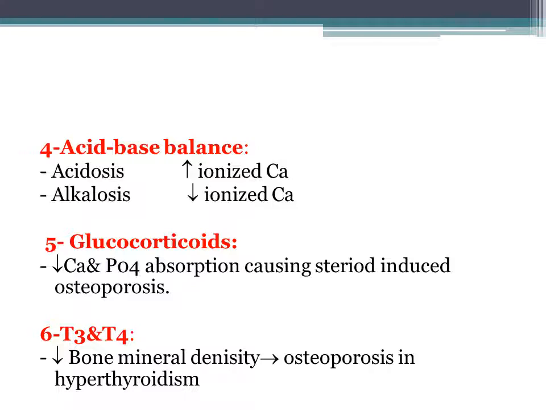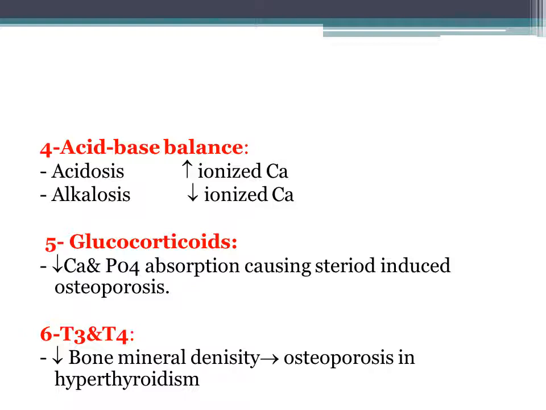There are other less important things which control calcium level in our blood, like acid-base balance, glucocorticoids, and the thyroid hormones. For acid-base balance, any disease causing acidosis increases ionized calcium. Any disease causing alkalosis decreases ionized calcium. And we said before that ionized calcium is the active form of calcium. So if there is a decrease in the ionized calcium, the patient will manifest the manifestations of hypocalcemia.